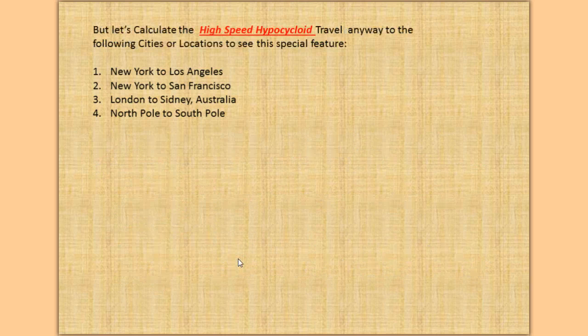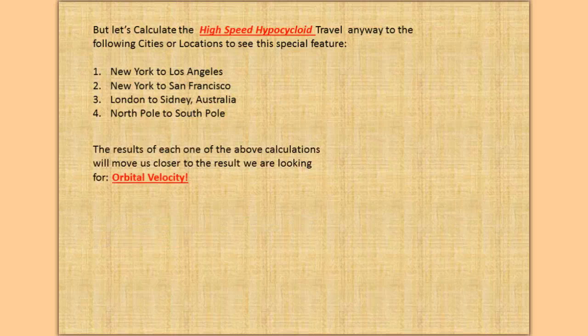But let's calculate the high-speed travel in the hypocycloid anyway to the following cities: New York to Los Angeles, New York to San Francisco, London to Sydney, Australia, North Pole to South Pole. The results of each one of the above calculations will move us closer to the result we are looking for: orbital velocity and the time to orbit the Earth.